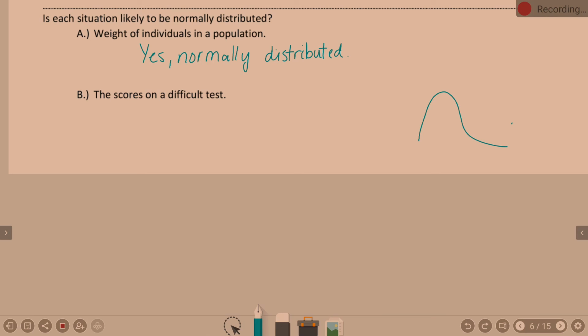Trust me, I really struggle with this. I want to call this skewed left. That's what my brain wants to do, maybe it's just me, but I'm going with how it's taught. So, scores on a difficult test. Normally distributed? No. I'm going to say scores likely skewed right.